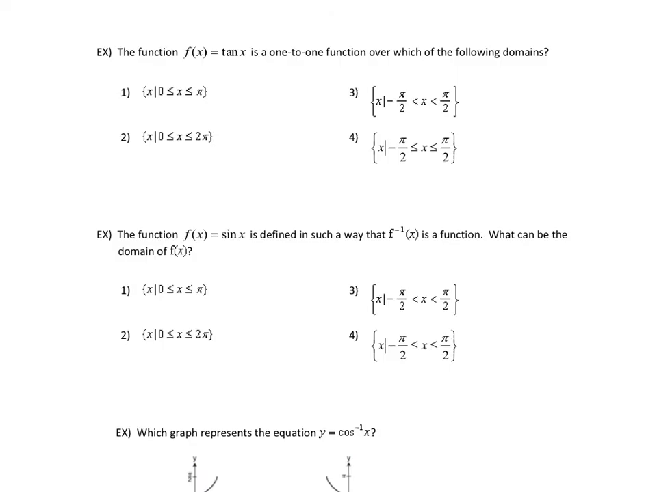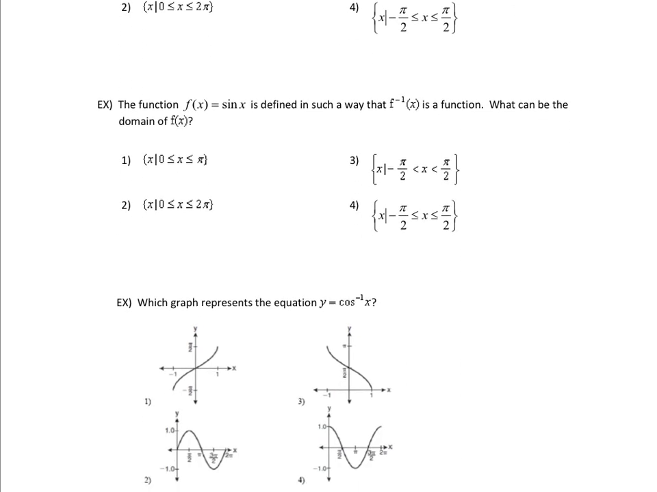So here's a couple of those multiple choice questions that I was telling you about. If you look at this first example, the function f of x equals tan x is a one-to-one function over which of the following domains. So I look back at what I memorized, and I have in my brain that the only time it's one-to-one is if tangent of x is from negative pi over 2 to pi over 2, but it can't include those, so I want the one with less than signs, not less than or equal to signs. So that would be choice 3.